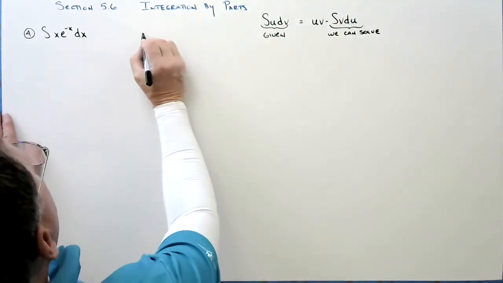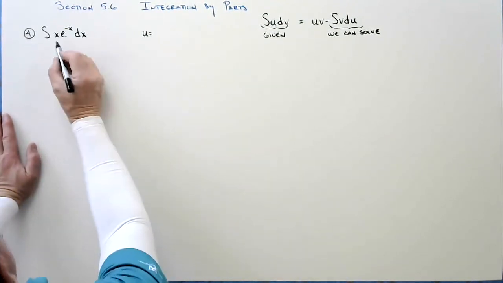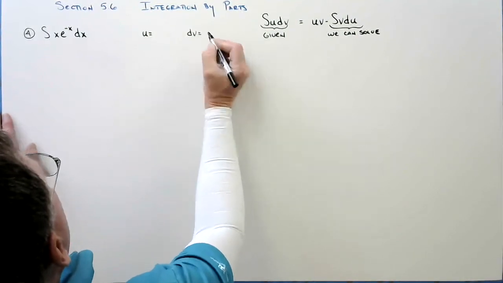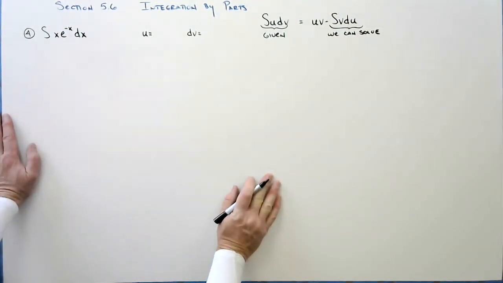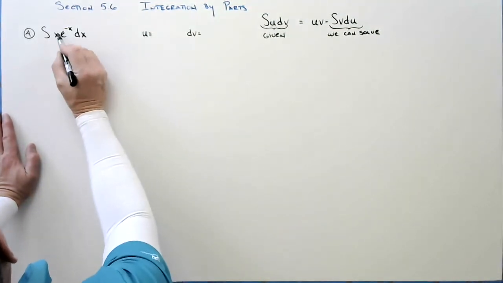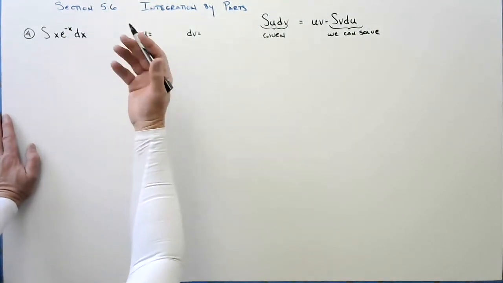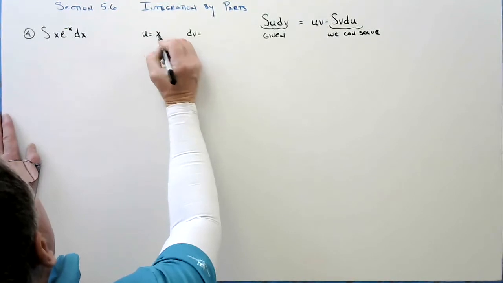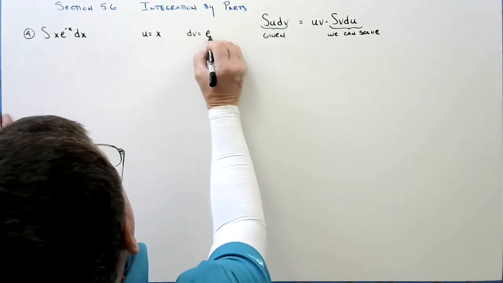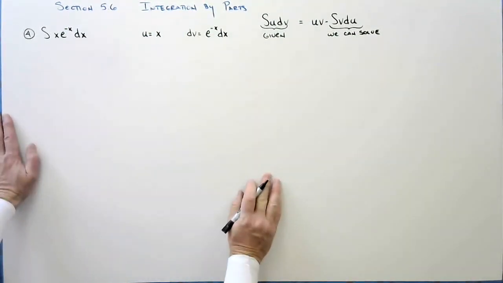Our approach is to determine what is going to be our choice for u, which of these two factors is going to be u, and then whichever one's not u, the other is going to be dv. Now, typically, if we have something like x squared, x to the 4th, a power of x, we want that to be u. So we'll try that. We'll say we're going to let u equal x. Therefore, dv is going to be e to the minus x dx.